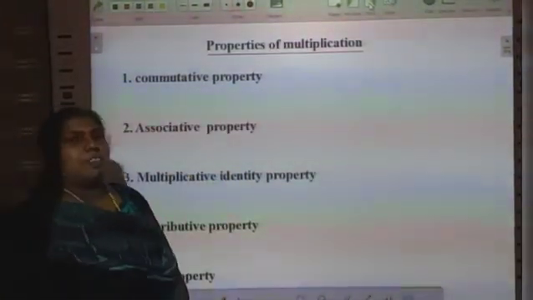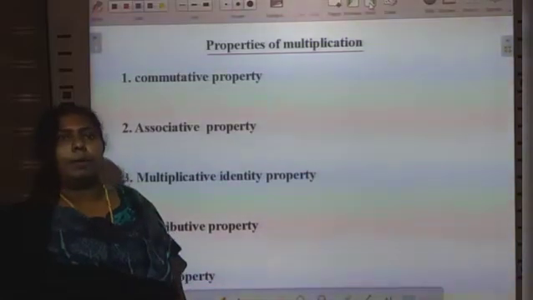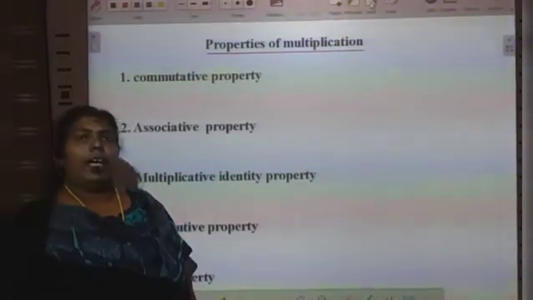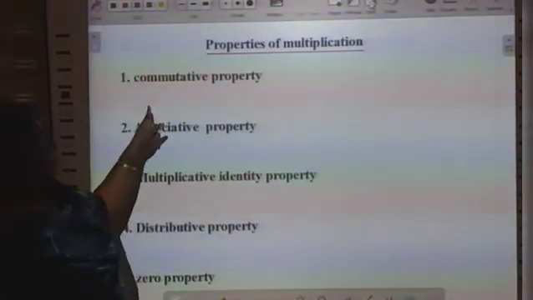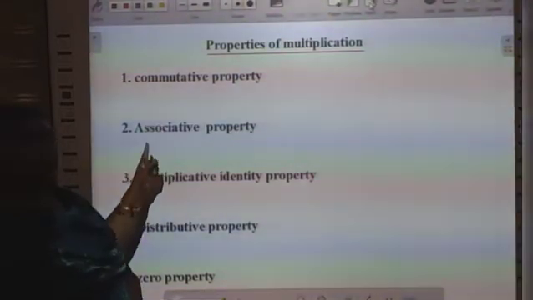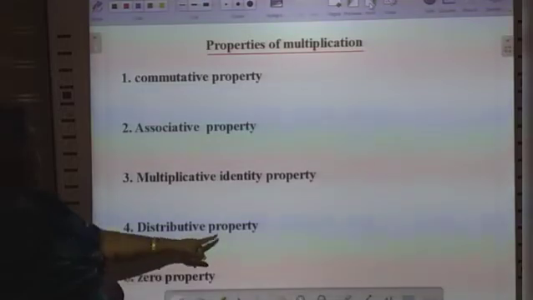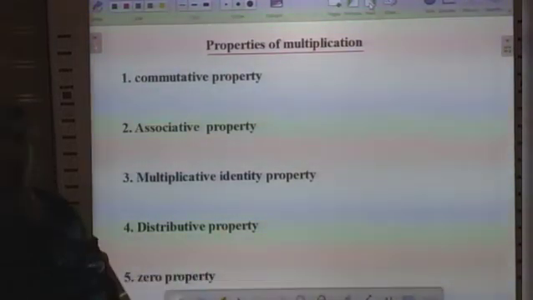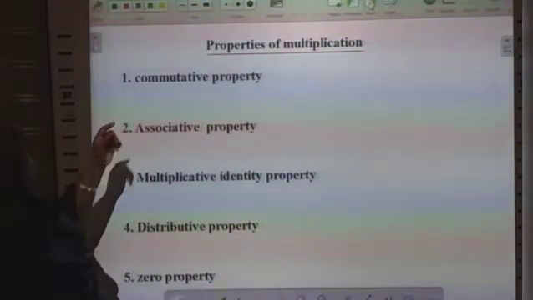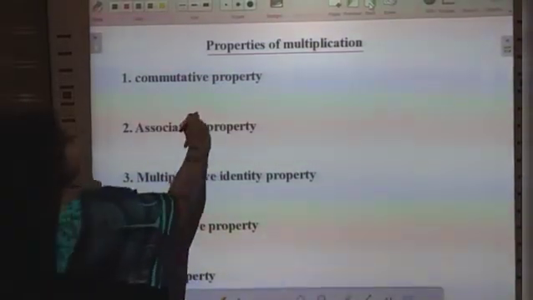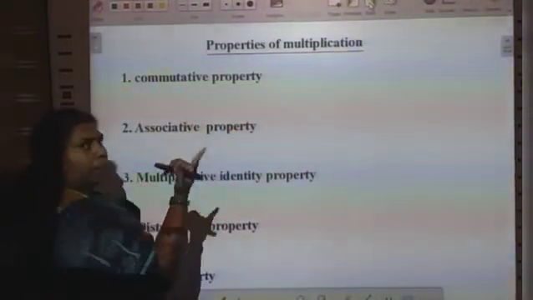Next, properties of multiplication. How many properties did you learn? Do you remember? Yes, 5 properties: commutative property, associative property, multiplicative identity property, distributive property, and zero property. First, the commutative property. It means if you are multiplying any two numbers, right?